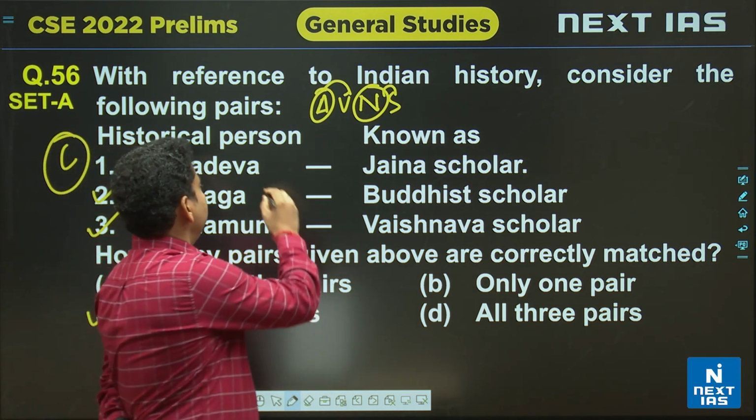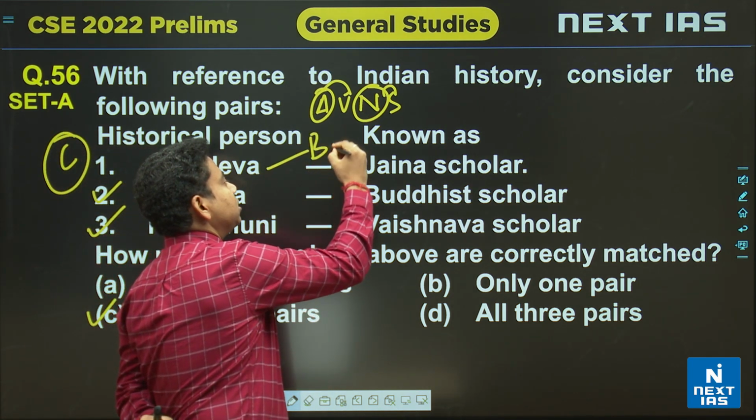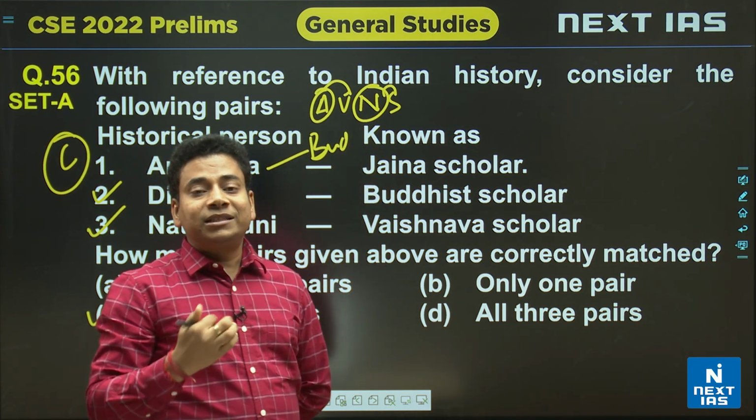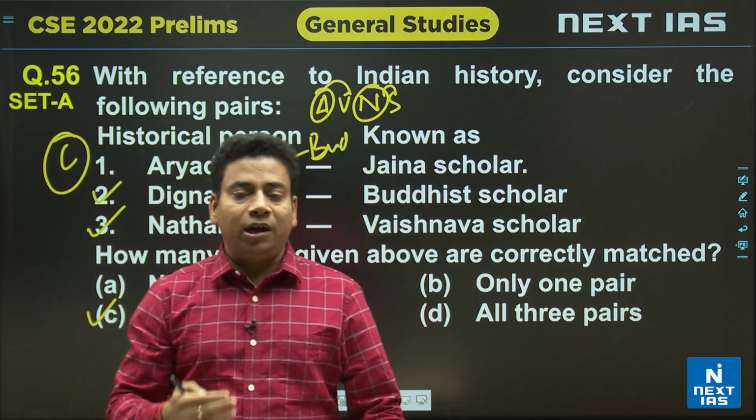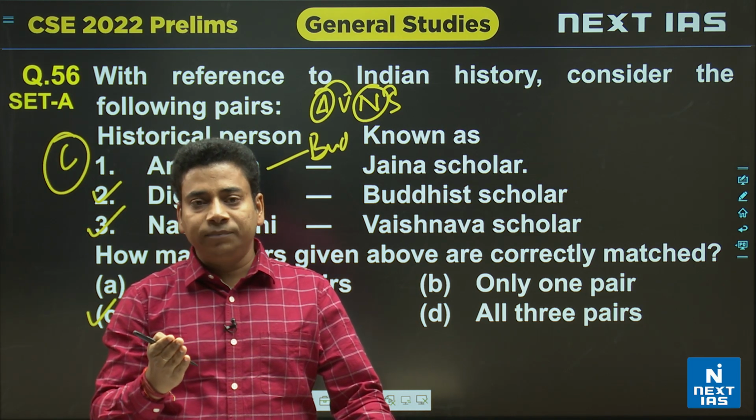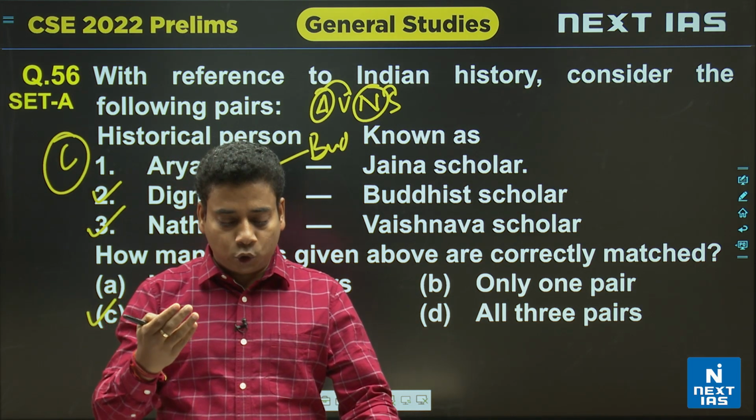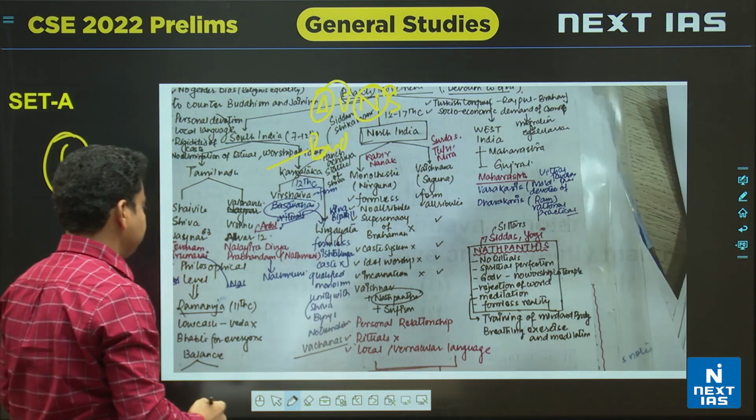Aryadeva is also a Buddhist scholar, a disciple of Nagarjuna. Nagarjuna is related to Mahayana Buddhism, and he gave the theory of Shunyavada. Now moving to the next question.